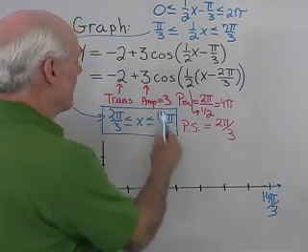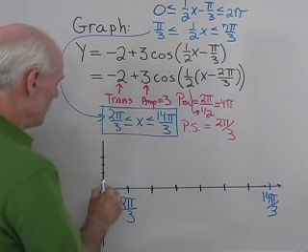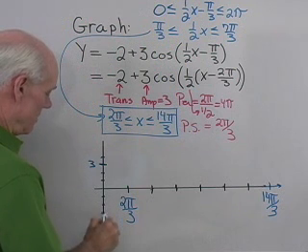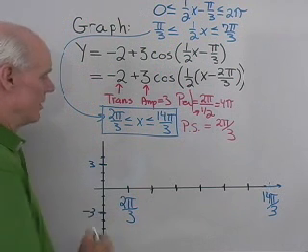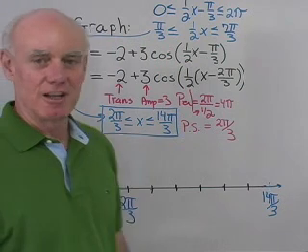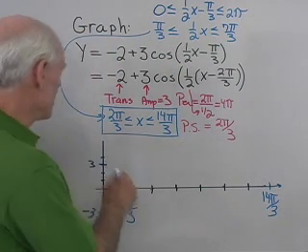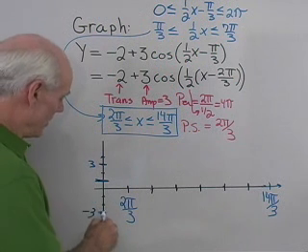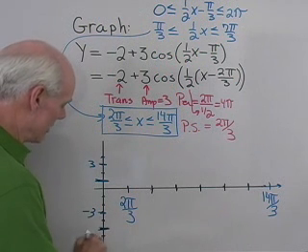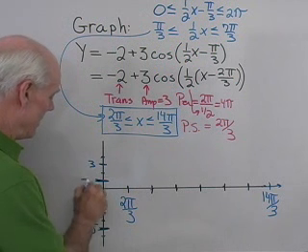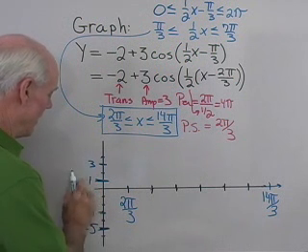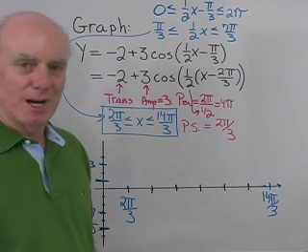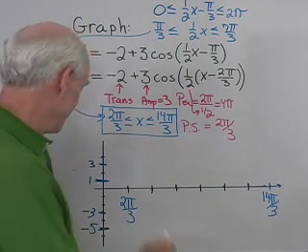Normally my graph with an amplitude of 3 would go up to 1, 2, 3, and down to -3. But this one has a -2 added to everything, so where it was 3, now it's going to be down 2 below that, and where it was -3, it's going to be down 2 below that. So -5 and +1 right here. That should give me a little box to work with where I can put the graph when I eventually get to that point.